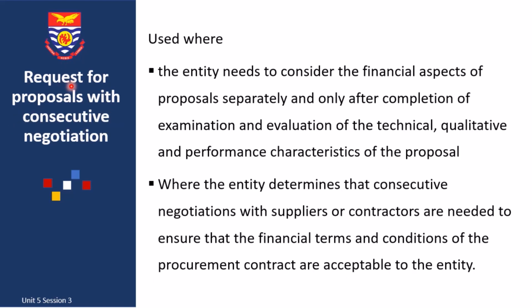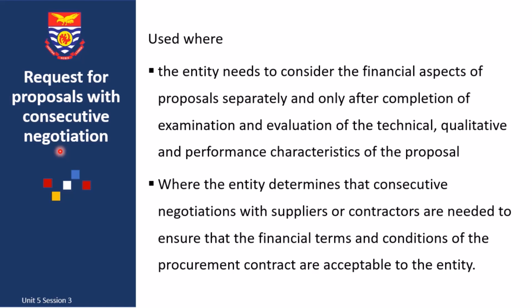The second method is requests for proposals with consecutive negotiation, which is used when the entity needs to consider the financial aspects of proposals separately and only after completion of examination and evaluation of the technical, qualitative and performance characteristics of the proposal. So the negotiation aspect is used to arrive at a more acceptable price for the buyer, because in the end, after you have proposed the means of executing the service, it comes down to how the costs will be determined.